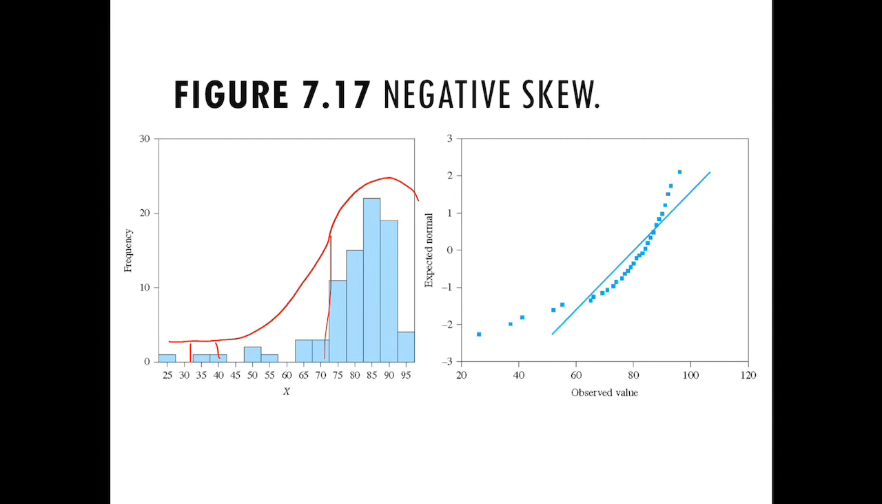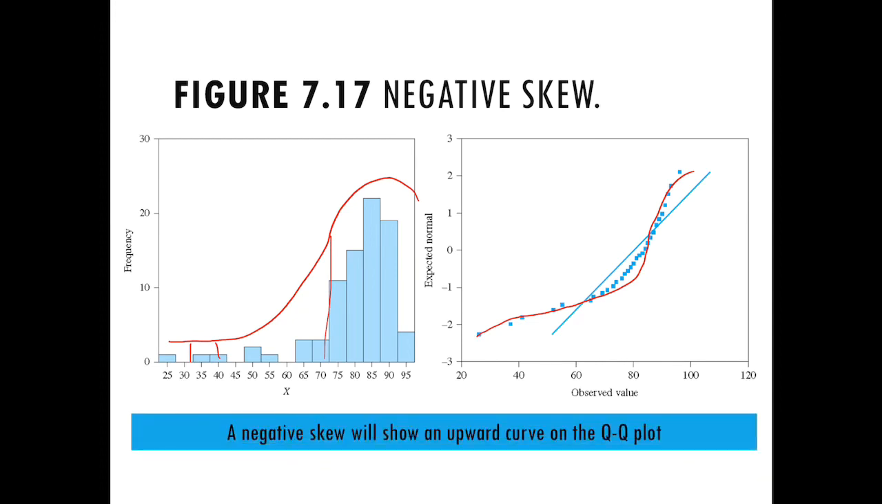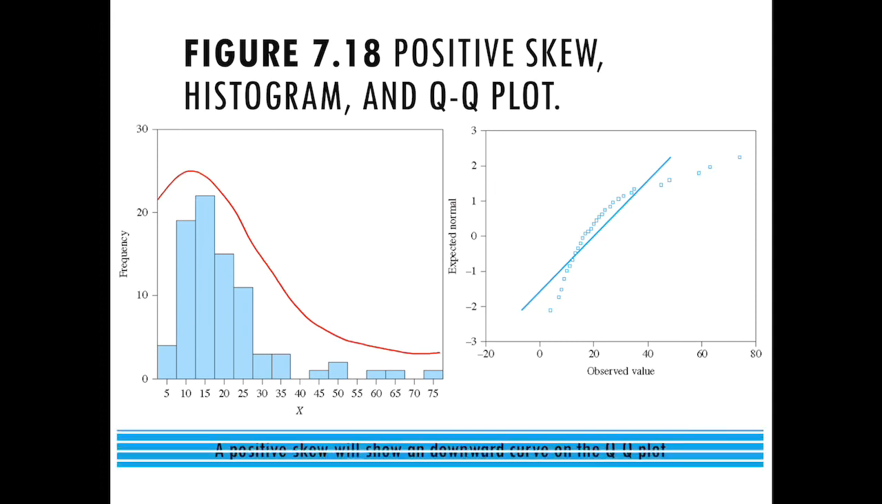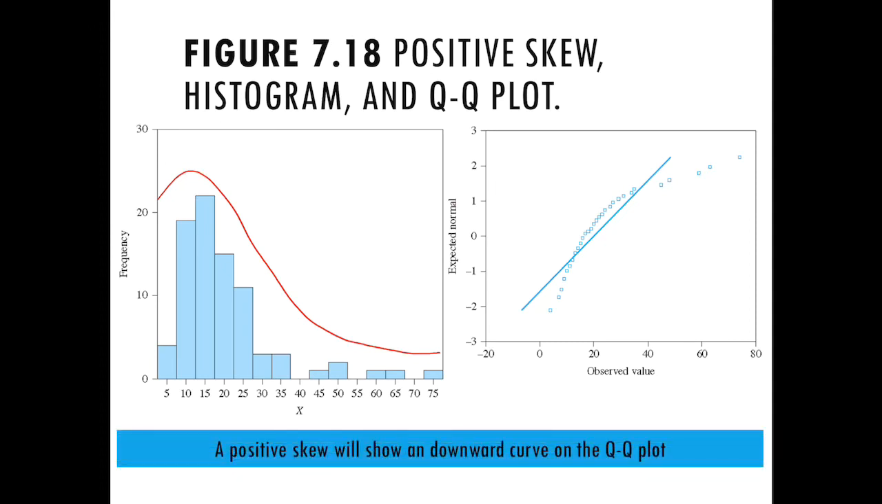And then when we look at it on a QQ plot here, you'll notice that the points don't all tend to be on the same line, so it shows you this negative skew. The negative skew will show up as an upward curve on the QQ plot. And then here we have a positive skew, so remember this would be your right foot. As you can see for the QQ plot, it has a downward curve.